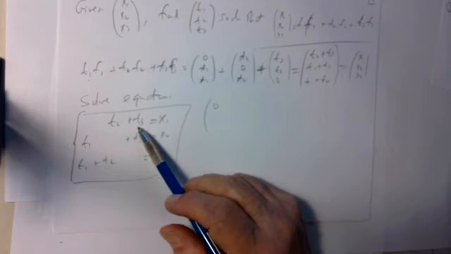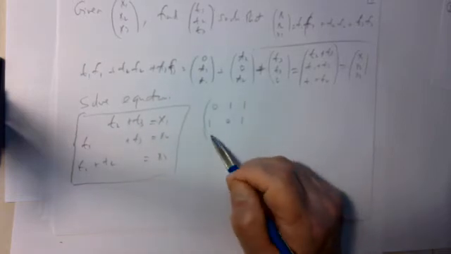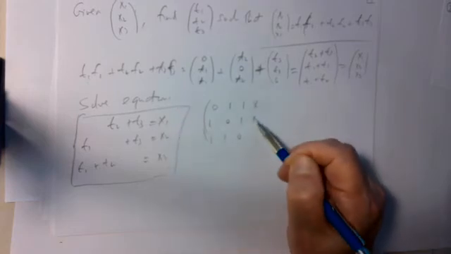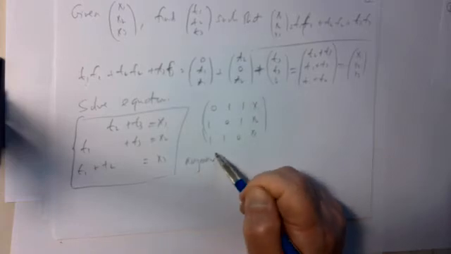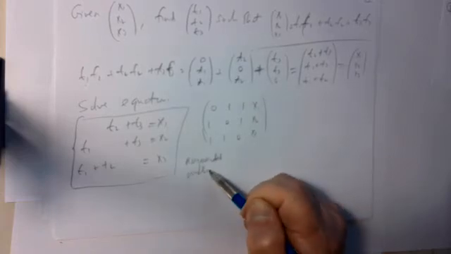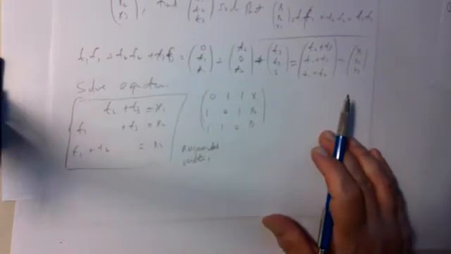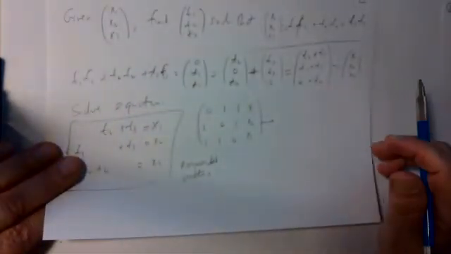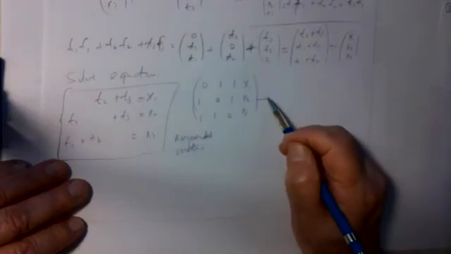The coefficients of the t's are 0, 1, 1, 1, 0, 1, 1, 1, 0, and you augment it with the right-hand side. So this is the augmented matrix. And then we want to put this in reduced row echelon form. So let me do that. Well, I'll do it here and see if it fits.